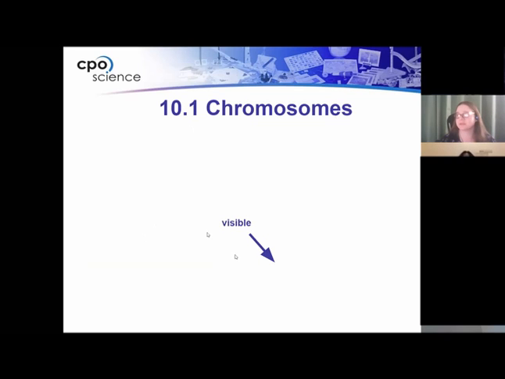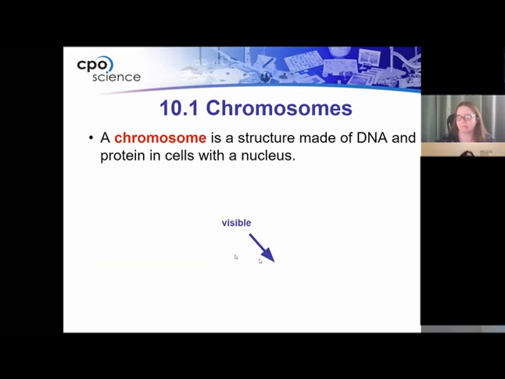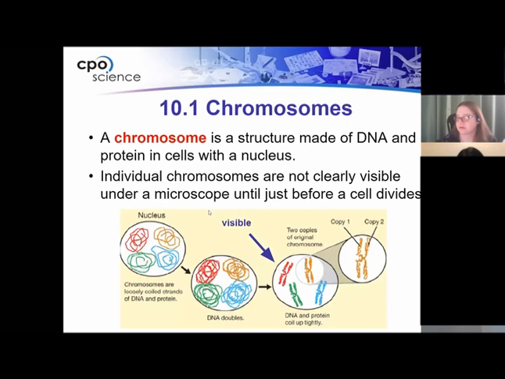Okay. So chromosomes, visible. I don't know where that arrow is trying to point. Actually, I can look at this and see where it's trying to point. Okay, a chromosome is a structure made of DNA and protein in cells with a nucleus. It's made up of protein and DNA.